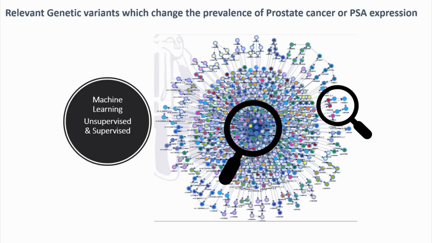From that, we have used machine learning. In this field, we have tested 300,000 genetic variants with an augmented Markov blanket model in order to define the most relevant markers to predict the risk of prostate cancer, and also the other markers that change the prostate-specific antigen expression.